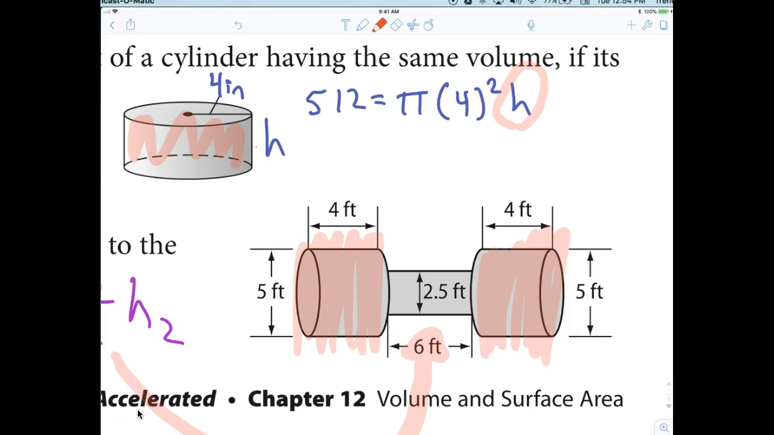All right, so now I have 512 equals, now I need somebody to tell me what pi times 4 squared is. What is that? I got 50. Is that right, about 50.3, somewhere around there? I don't care what it is. 50.3, 50.24, I don't care what you have. We're rounding. Agreed? And so now how do I figure out what the height is? Very good, thank you. 512 divided by 50.3, so your height is roughly about 10.2.